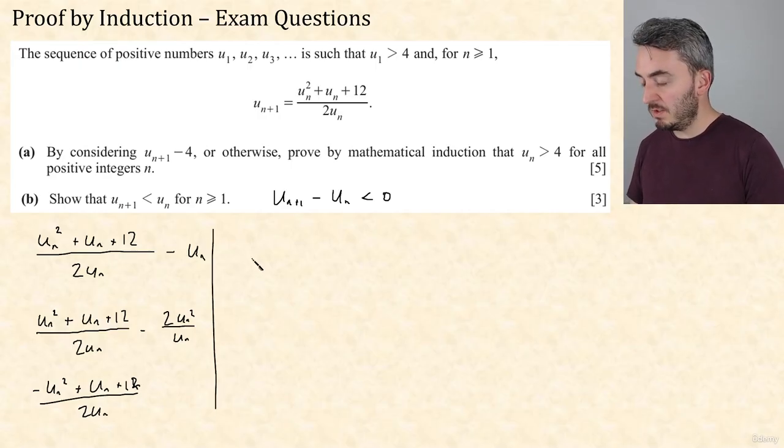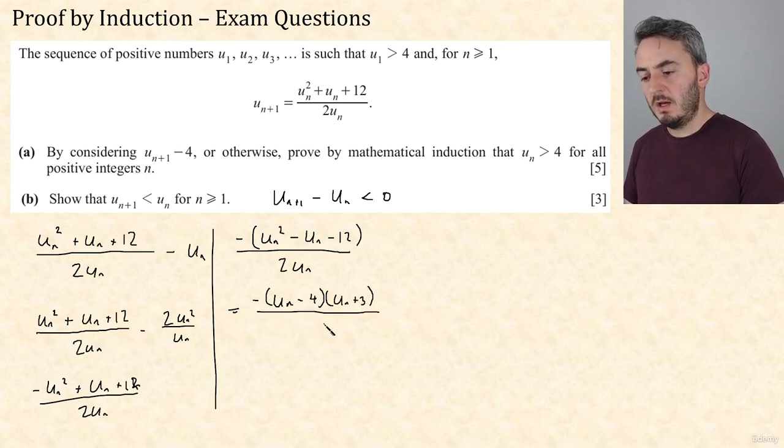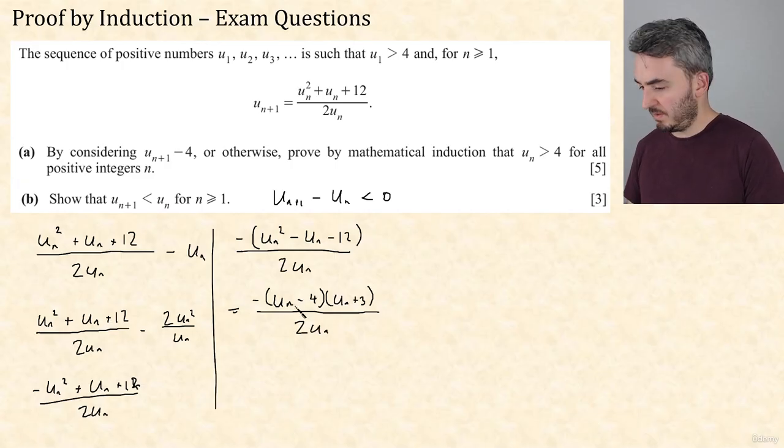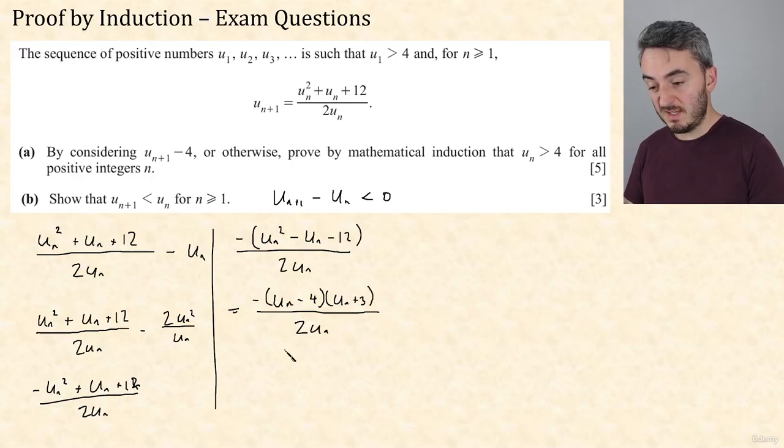A bit hard to see, so let's pull out a factor of minus 1 from the top, giving me minus, and then brackets, un squared minus un minus 12. And I think I'm going to use a little factorization trick again, because this does factorize, right? This is un minus 4, and then un plus 3. Okay, and I think this is where we want it to be, because un minus 4 is positive, because we've proved that it's always greater than 4. un plus 3 is always positive, and un is always positive, and therefore the whole thing is negative.